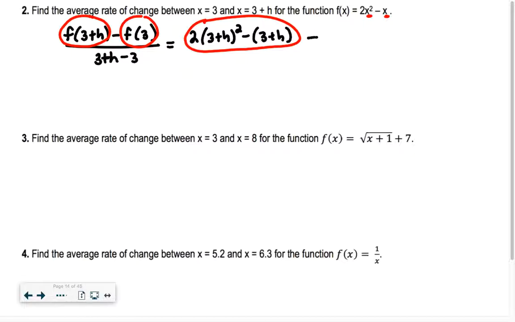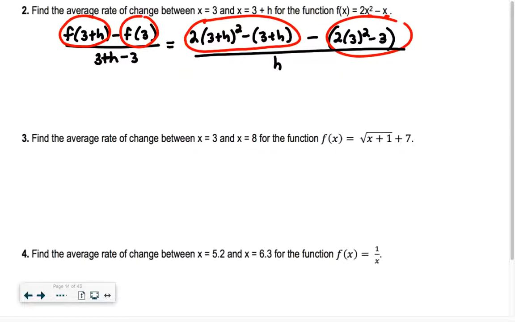Then we're going to do minus whatever f of 3 is. Well, f of 3 is going to be 2 times 3 squared minus 3. You guys can always find that off to the side if you need to. Okay, the big thing to remember is that there's a big parenthesis there if you're subtracting out all of it. Okay? Does that make sense? So that was the second part of the problem. Then it's all divided by 3 plus h minus 3. Well, 3 plus h minus 3 ends up just being h. So we're good there.